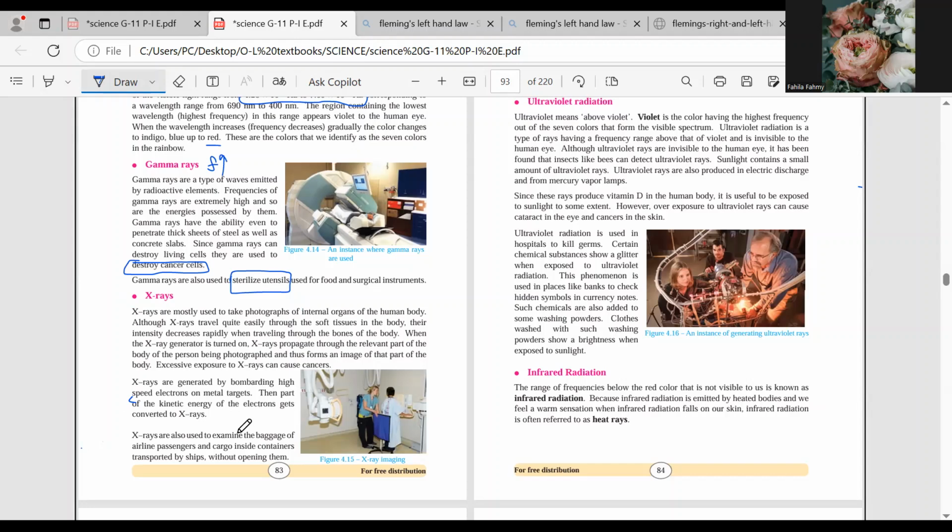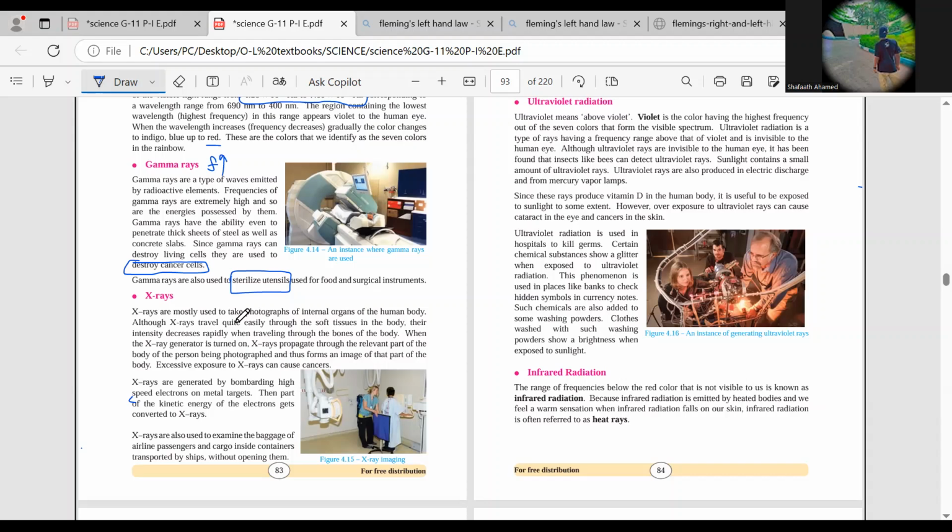And also X-rays are used to see inside baggage, right? In the airport and ships, without opening it. All they have to do is pass the luggage through a beam of X-rays, and on the screen they will see what kind of things they have. Does this make sense? That's the use of X-rays.